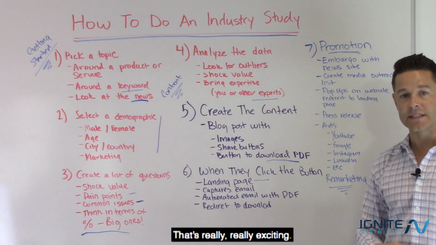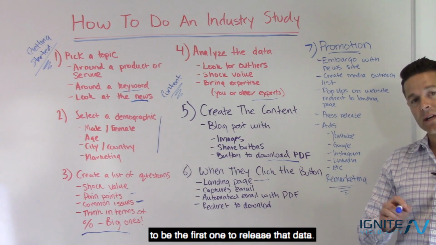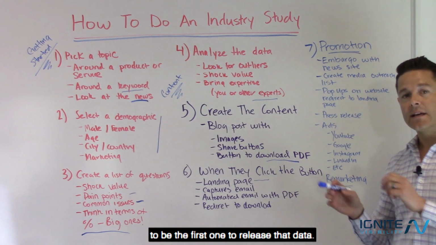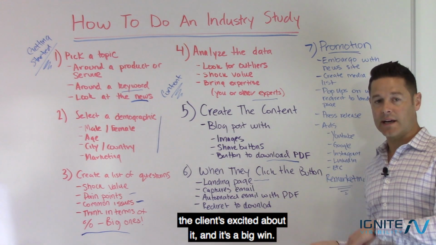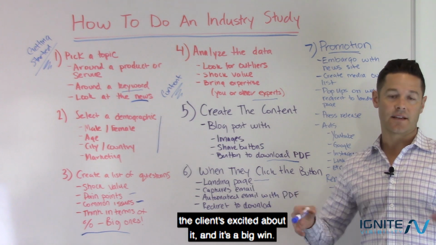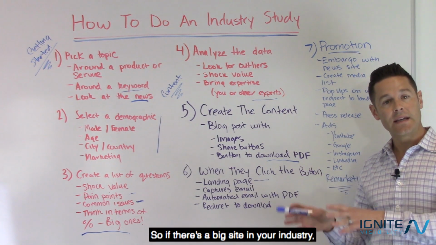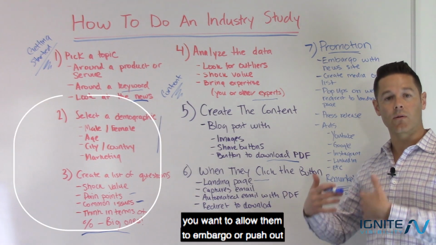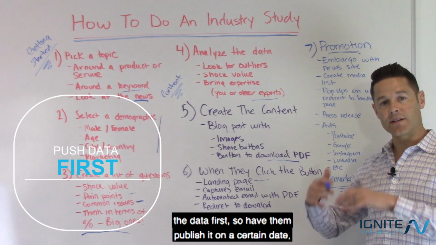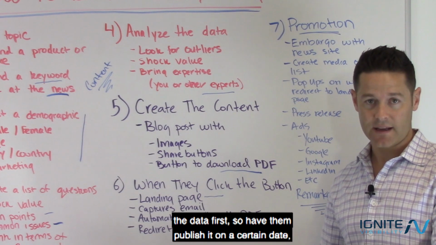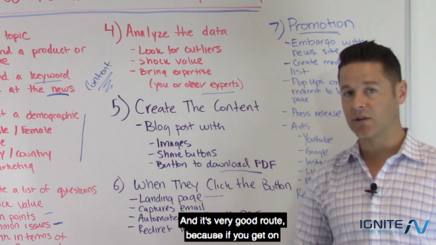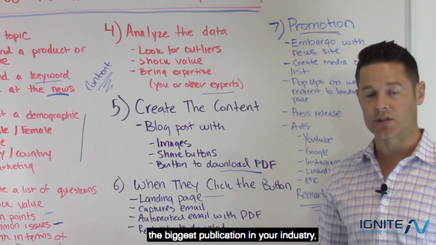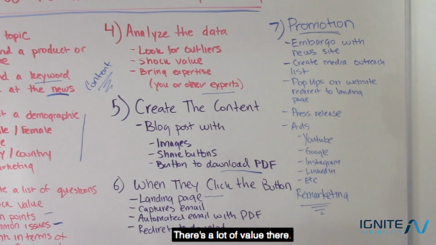That's really exciting. They get the chance to publish it first, to be the first one to release that data. The entrepreneur's excited about it, the client's excited about it, and it's a big win. So if there's a big site in your industry, you want to allow them to embargo or push out the data first, right? Have them publish it on a certain date, you can go that route. It's a very good route because if you get on the biggest publication in your industry, that's always a good thing, right? There's a lot of value there.